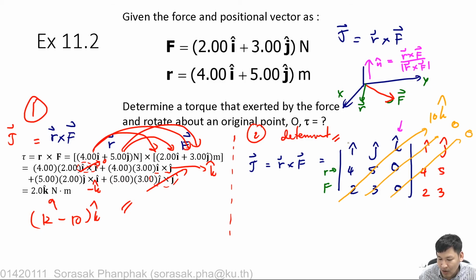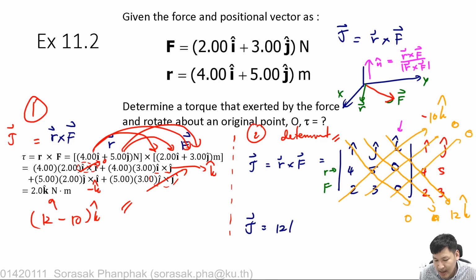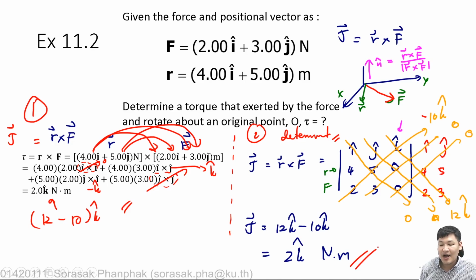How about the lower part? This is zeros, this is zeros, and this is 12k. This is zero. So finally, you will get the above one with the negative sign. So the torque is equal to 12k minus 10k. So the final answer is 2k in Newton meter. So this is how you can find out the cross product, and this is the result of the torque from R cross F.